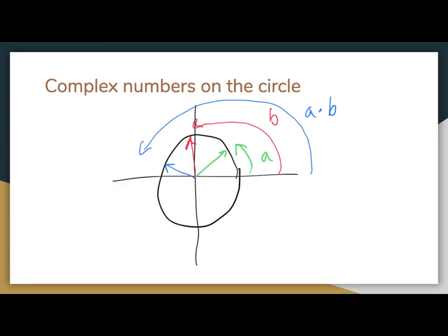So this is it pictured more visually. If we go around A and then we go around B, multiplying is the same as going around both A and B.